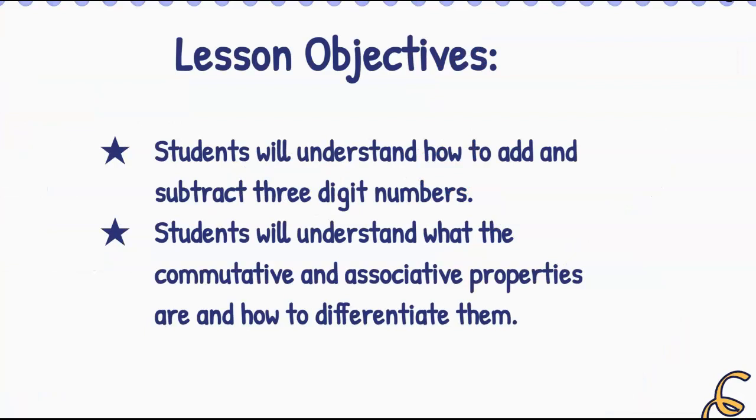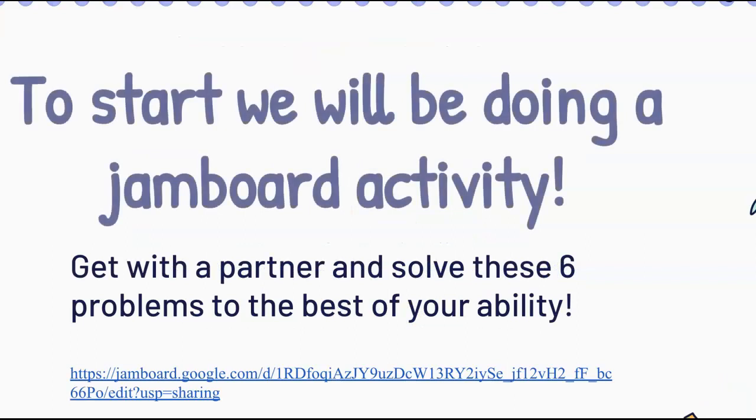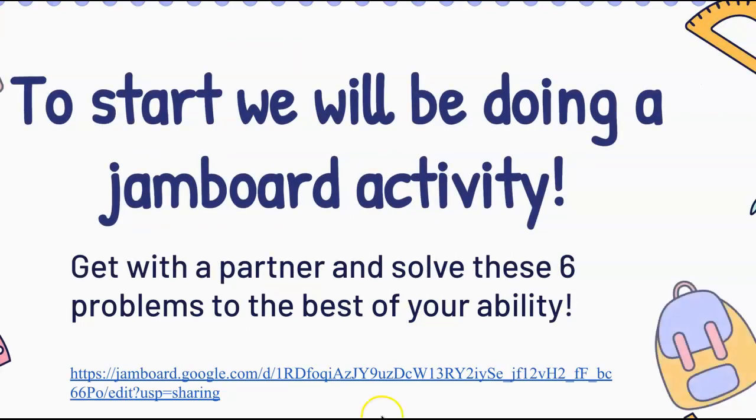So our lesson objectives are just our goals for the day, and my goal for us today is for you guys to understand how to add and subtract three-digit numbers. We will also be learning the commutative and associative properties and how to differentiate them, which are just different methods in math. I think that's important because we're moving on into more difficult math, and these methods are important to know.